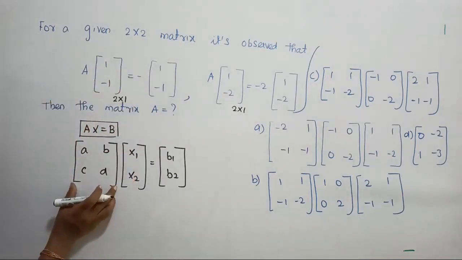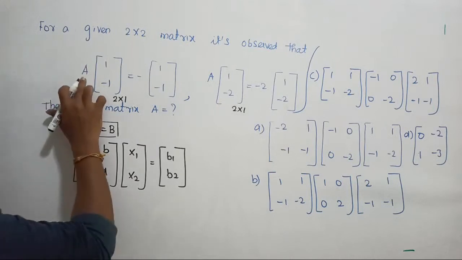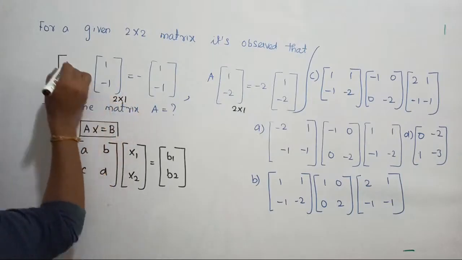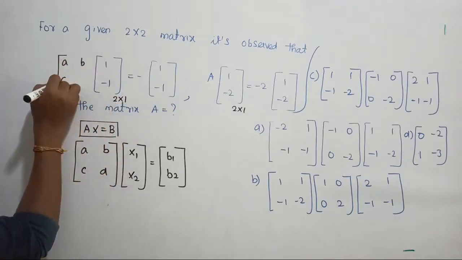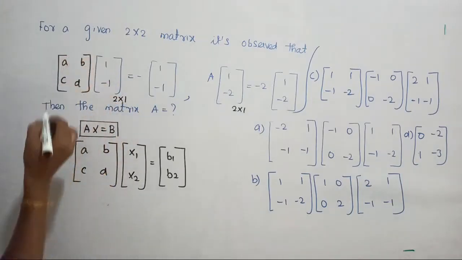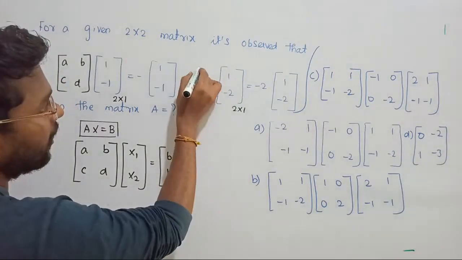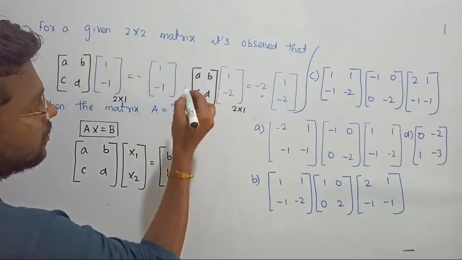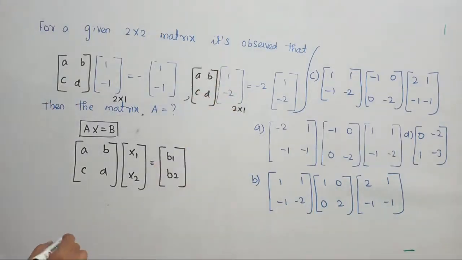Let us substitute. Now substitute this equation here. Instead of considering A, let us consider a 2 cross 2 matrix. So it is A, B, C, D. Exactly, that is true. The same matrix will appear here, right? So A, B, C, D. Yes, that is what was given.